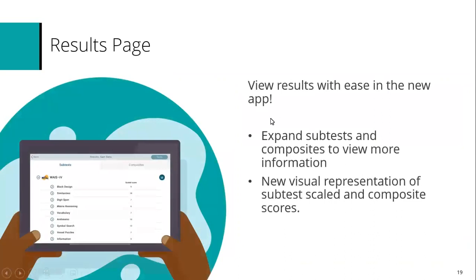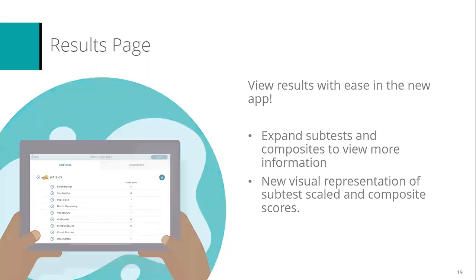The results page. Of course, one of the best features of Q Interactive is that you can see results right away when you've completed a subtest. So we have a results page that I think is a lot cleaner. You can expand the subtests and composites to view more information. And there's a new visual representation of subtest scaled and composite scores in the results page.